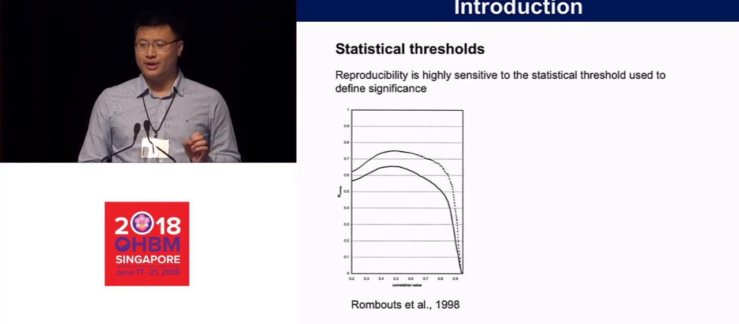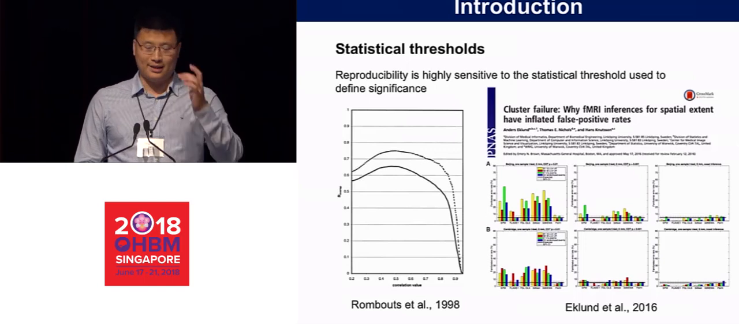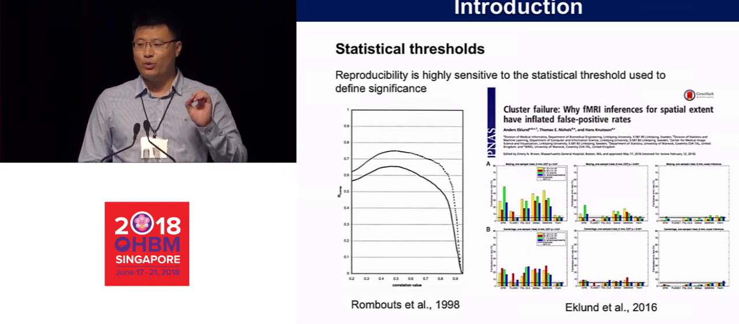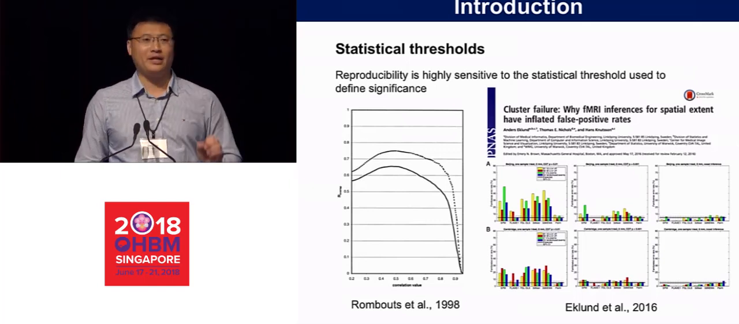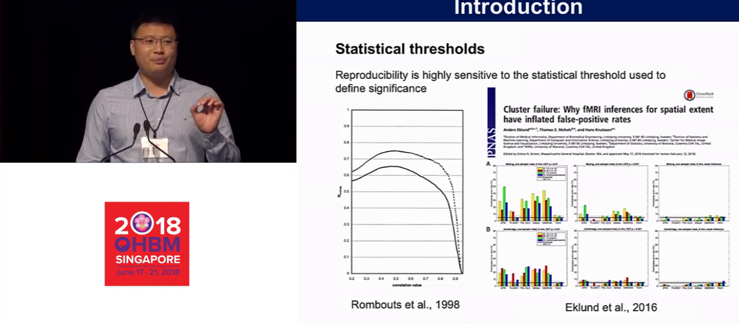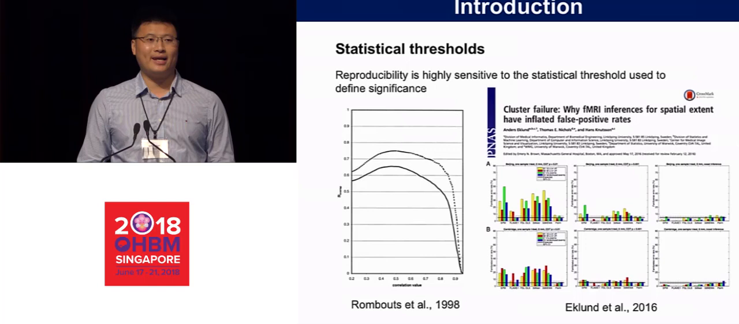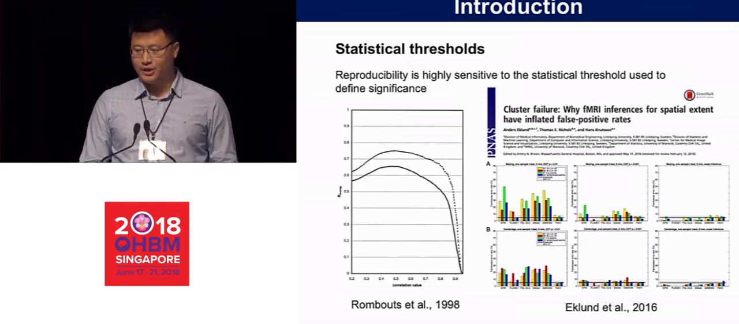And talking about thresholding, I think most of you are aware of the paper by Dr. Eklund. They talk about cluster failure, where fMRI inferences for spatial extent have inflated false positive rates. They tested strategies for multiple comparison correction, and for the most widely used methods, for example, if we set the voxel p-value at 0.01, the family-wise error rate is very high. Only if you set the voxel p-value at 0.001, or use a permutation test, can you attain an acceptable family-wise error rate. So we need to talk about reproducibility and its balance with the family-wise error rate.